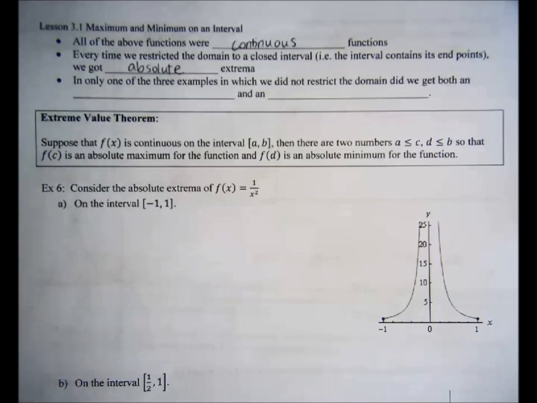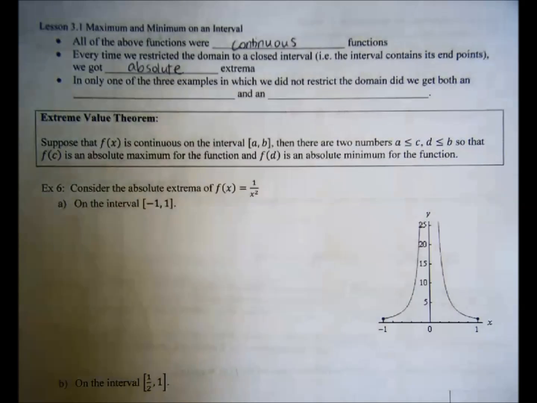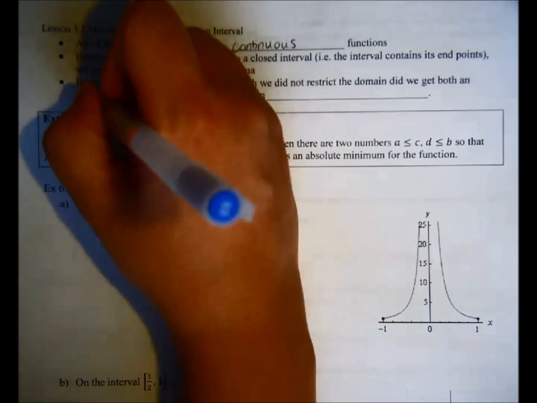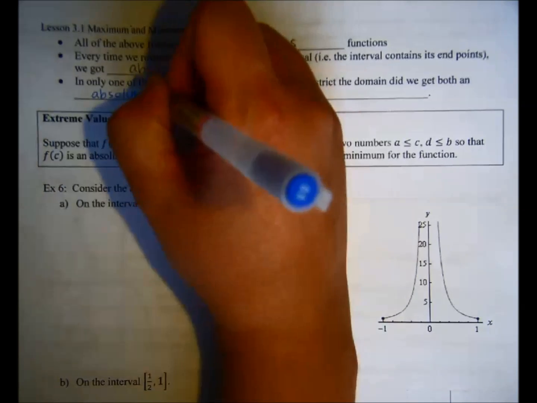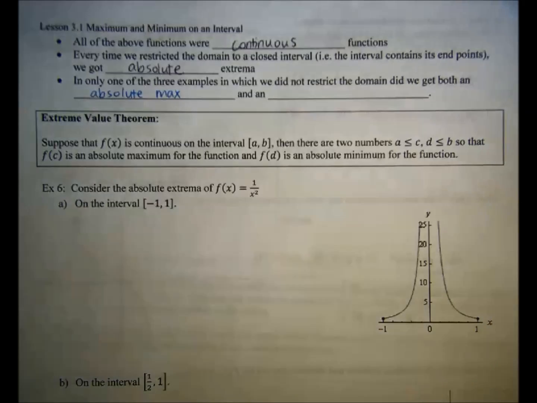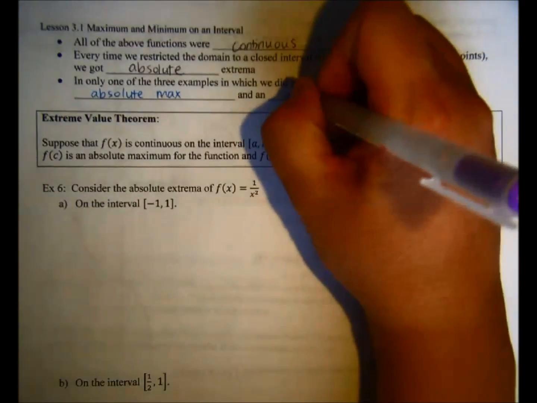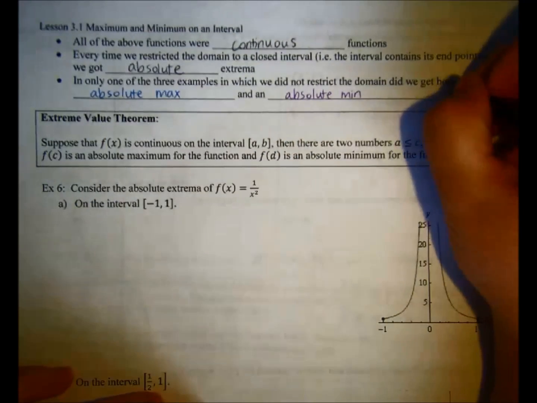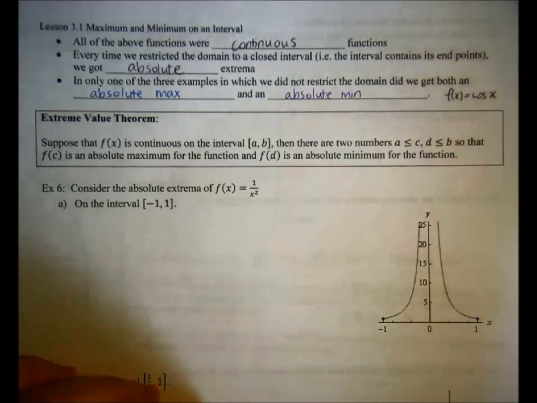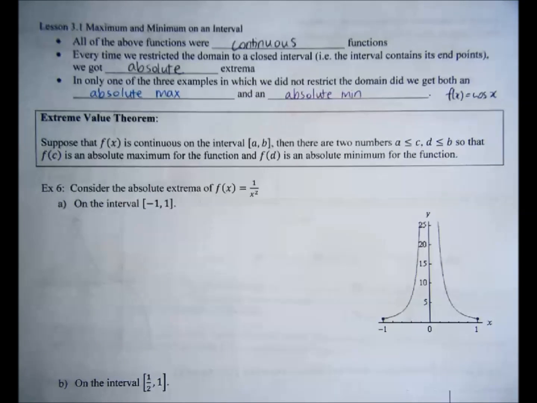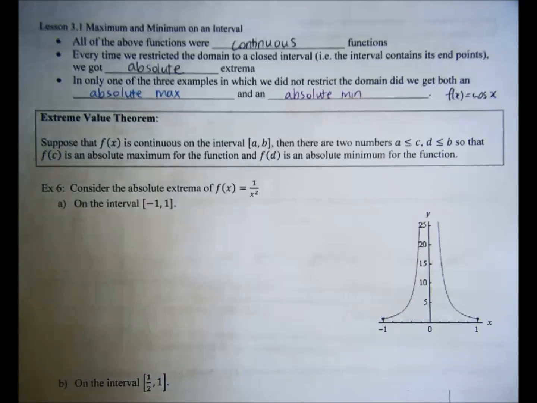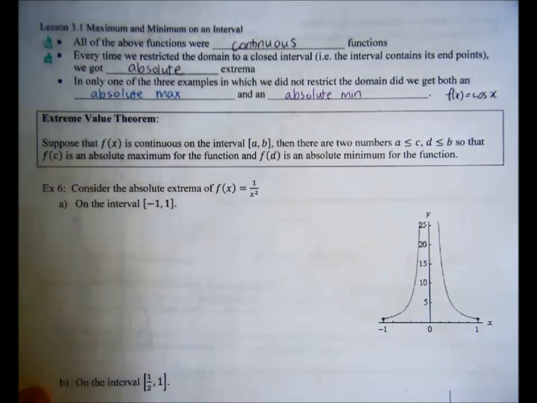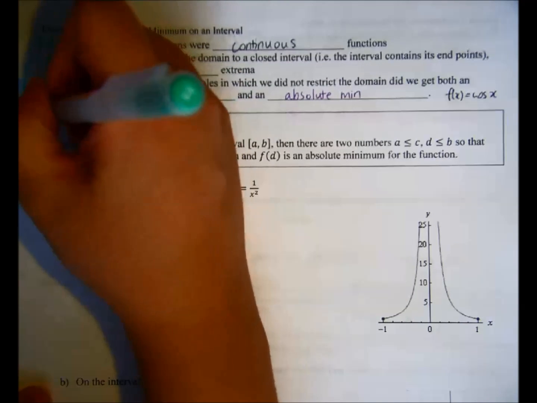In only one of the 3 examples where we did not restrict the domain, we actually did find an absolute max and an absolute min. And that only happened for the example with f of x equals cos x. So f of x equals cos x was sort of a special exception. Otherwise, we need to really check to see if these 2 conditions are met in order to use something called the extreme value theorem.